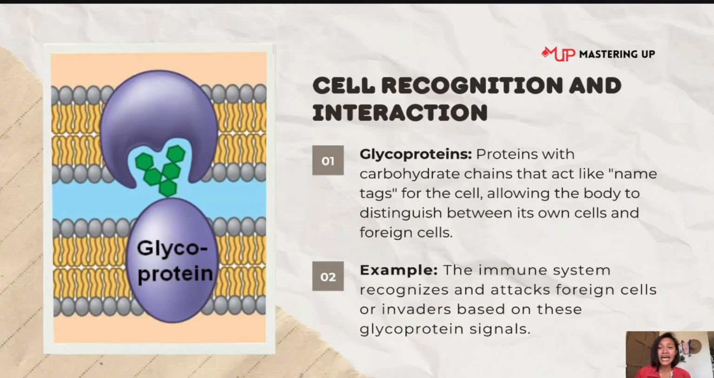And lastly, the plasma membrane also helps the cell recognize and interact with other cells. There are glycoproteins and glycolipids on the surface of the membrane that act like name tags for the cell. These molecules have carbohydrate chains that help identify the cell, so the immune system knows which cells belong and which ones are foreign invaders like bacteria.